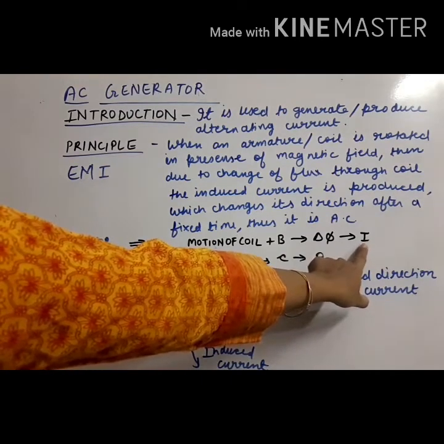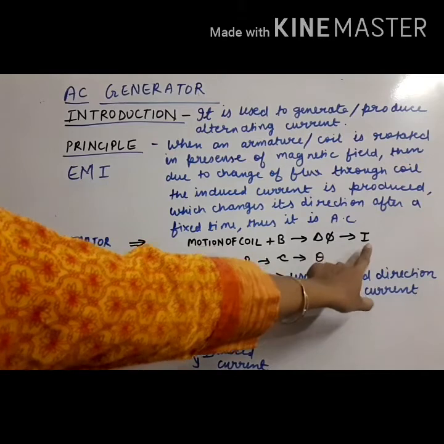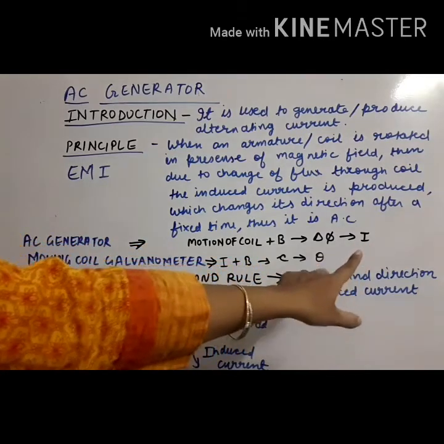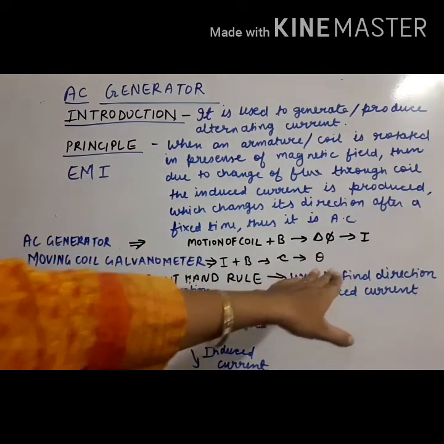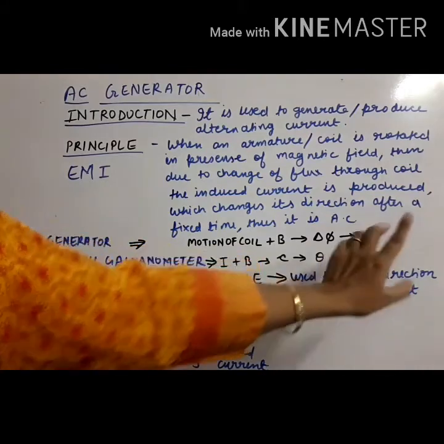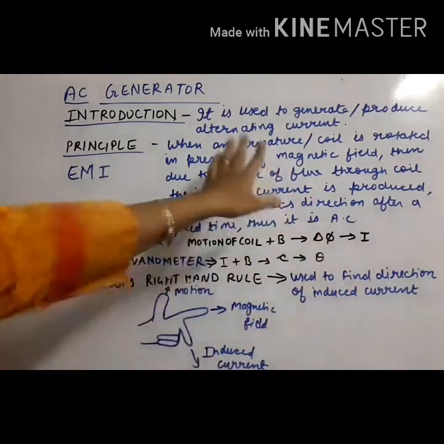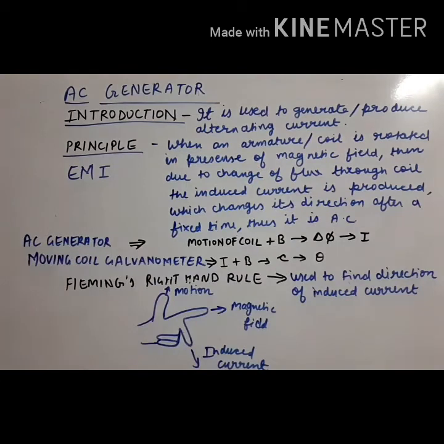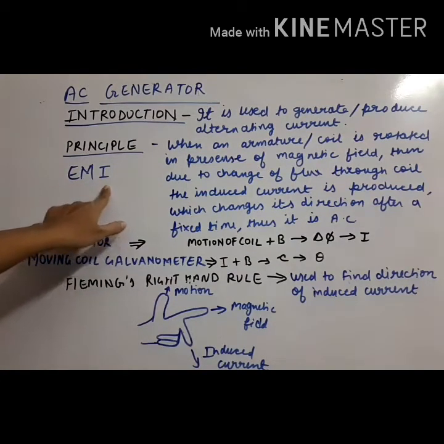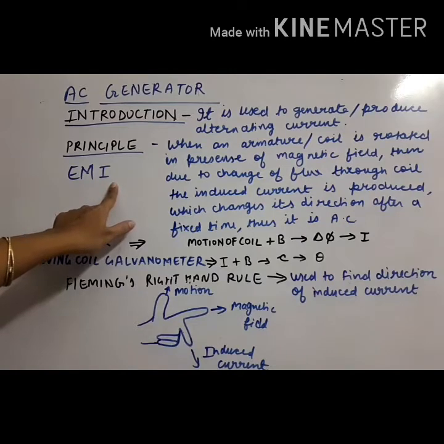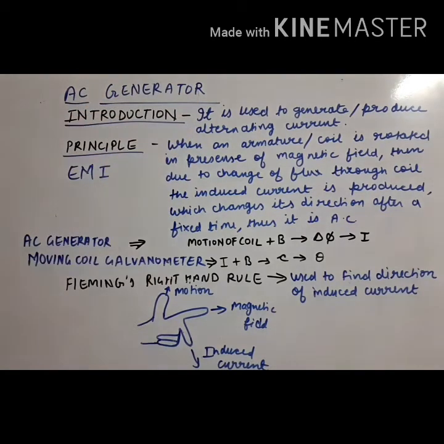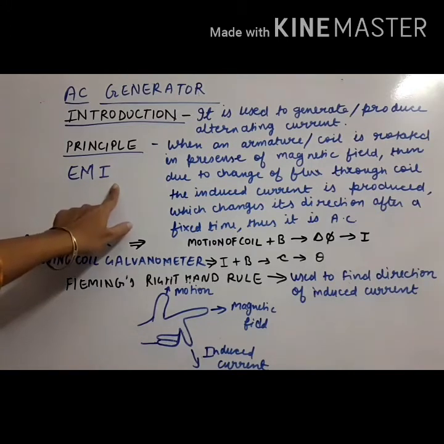And the current which is produced here is actually changing direction after a fixed period of time. That's why the current produced is AC. So let us see the detailing of this principle. Here I have written EMI. That means the principle in one word is EMI. This AC generator produces alternating current with the help of the EMI phenomenon.